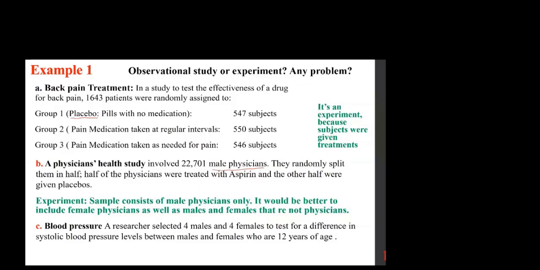Blood pressure. A researcher selected 4 males and 4 females to test for a difference in systolic blood pressure levels between males and females who are 12 years of age. So what do we have? Observational. And obviously, there is a problem here. The problem is the sample size is too small. If you're checking on blood pressure, you really want a sample size which is a lot more than just 4.